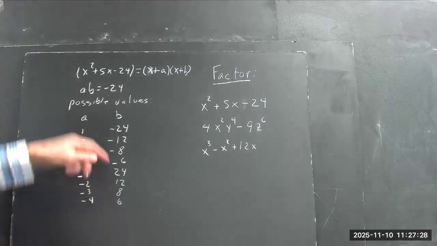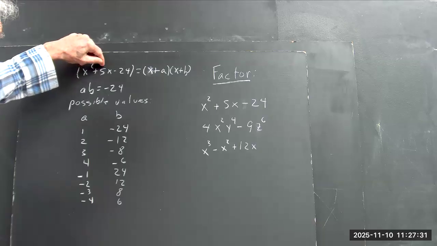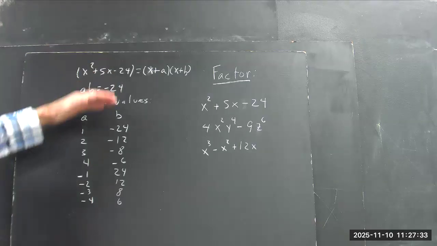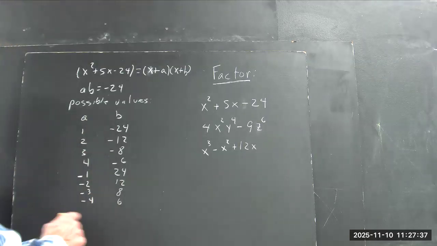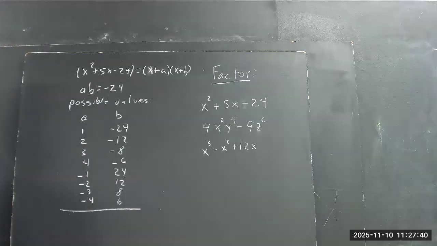Now, it's not for sure that any of them is going to give us 5x. But if any of them do, there's probably only going to be one. We could prove that there could only be one. Okay, so let's try.